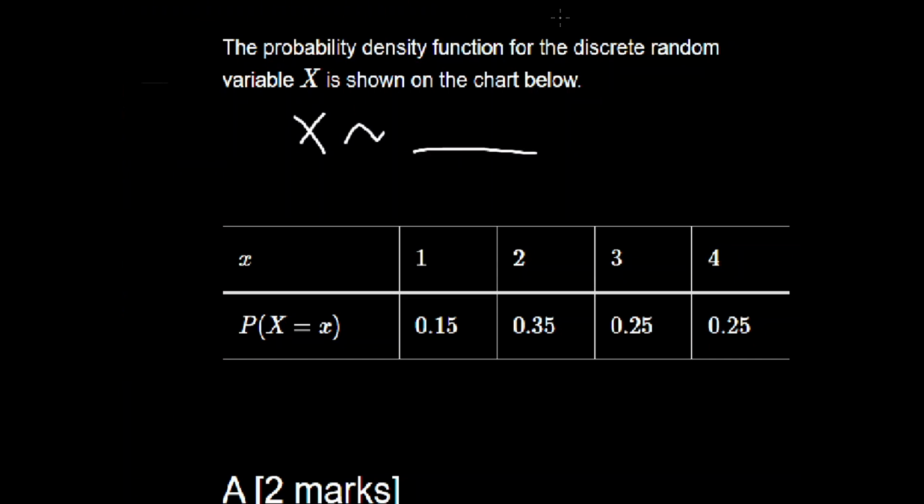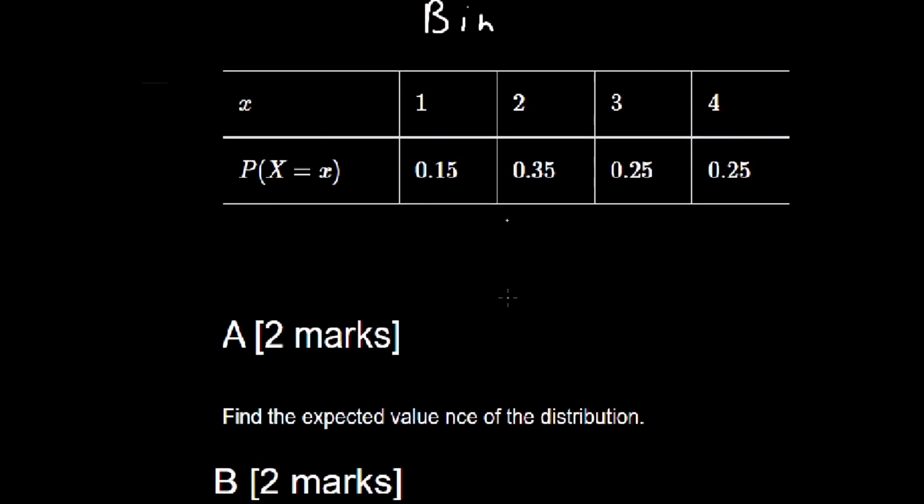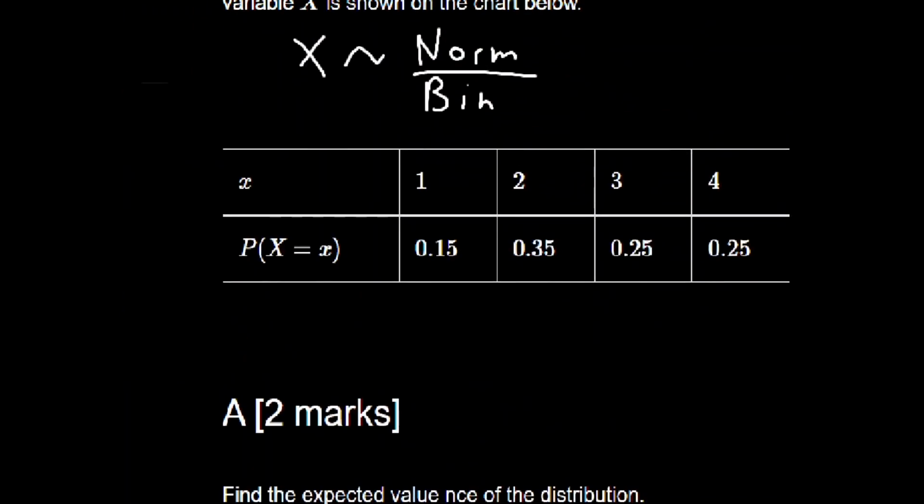Sometimes you might see it. It's a norm for binary. And basically what we're saying here is that this x variable is represented by here. So it says find the expected, bit of a spelling mistake there. Find the expected value, okay?